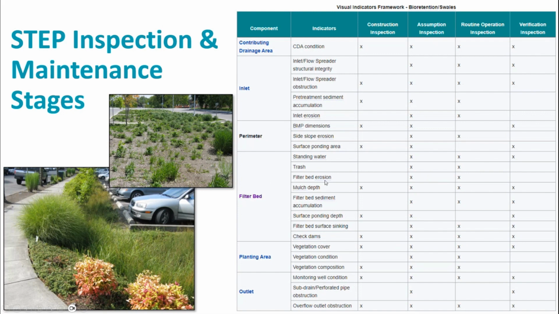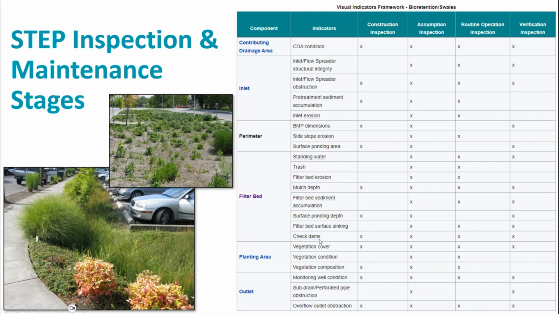You're looking at your filter bed. Do you have standing water? Do you have trash? Is there major erosion? You're doing these all after construction and you're maintaining these over time. What's your mulch depth look like? You don't want the contractor leaving and they haven't put any mulch there.